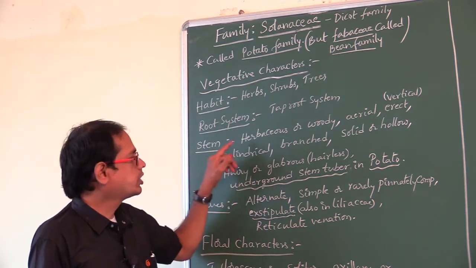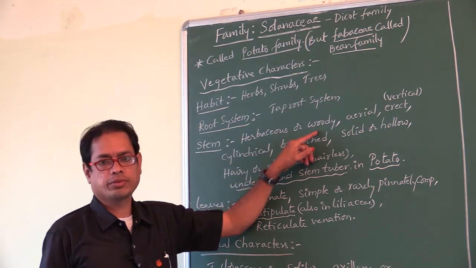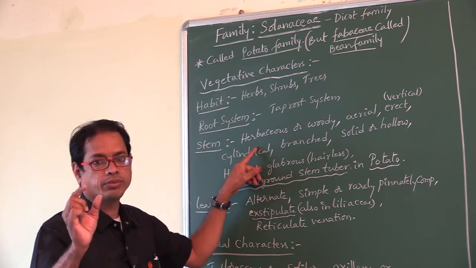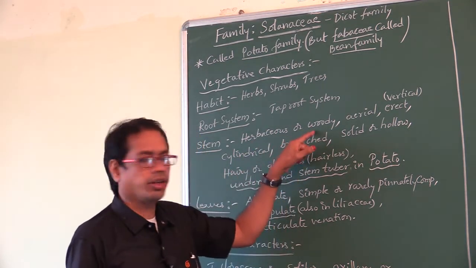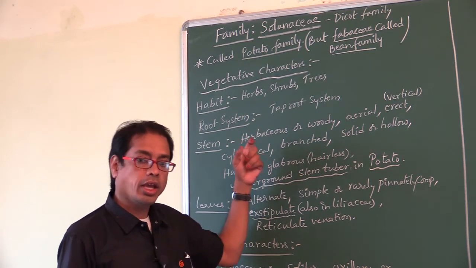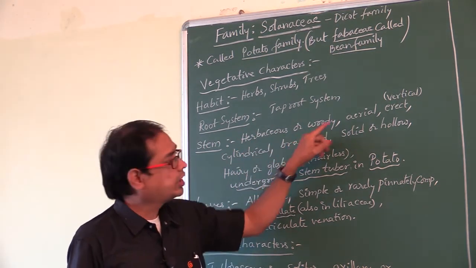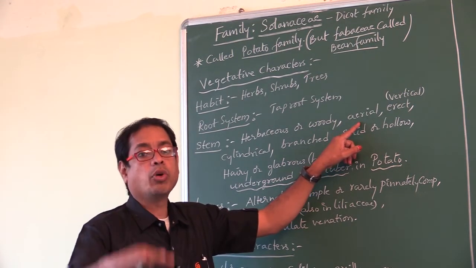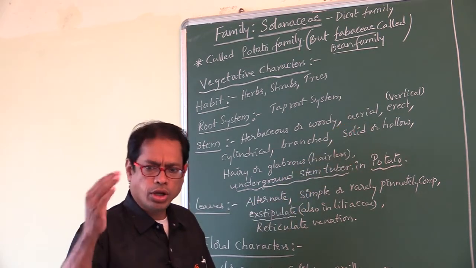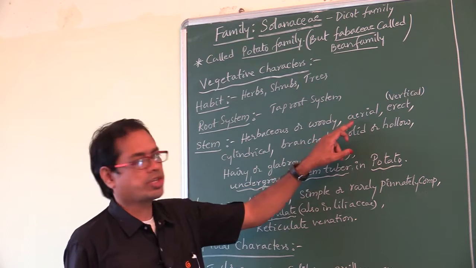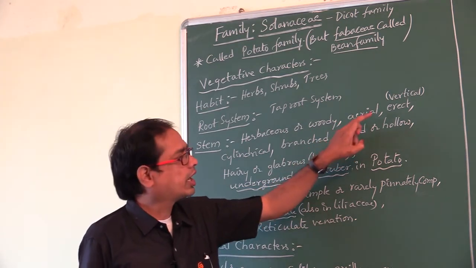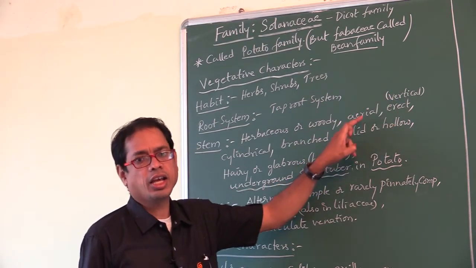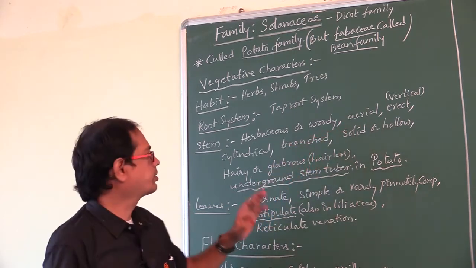Next, stem. The stem may be herbaceous or woody. Herbaceous means young stem. If it is mature, it becomes woody. Aerial means which grows above the soil, while underground means which grows below the soil. So the stem is generally aerial and erect. Erect means vertical, growing vertically.